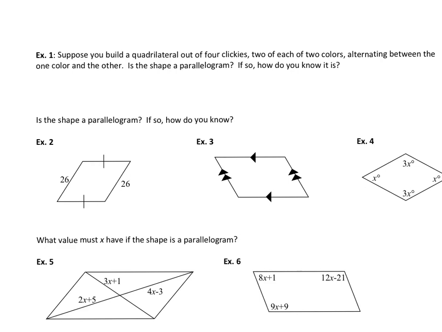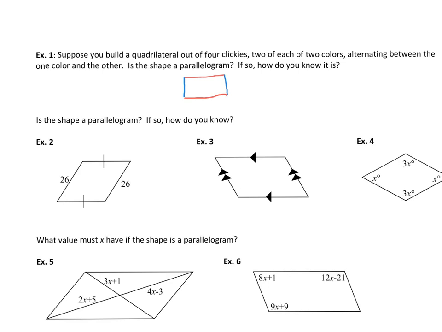So let's say that I have 4 of these, and I have 2 red ones, and we'll say 2 blue ones. Now, it does say here that 2 of each of 2 colors, so we said red and blue, alternating between one color and the other. Is it a parallelogram? So if I were to click these together, a red, a blue, another red clicky, and another blue clicky, does this make a parallelogram? So the answer here would be yes.